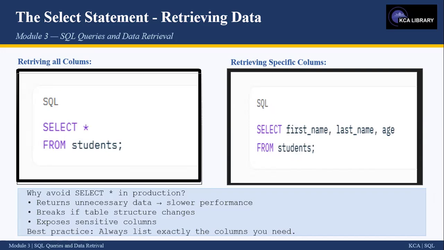It is important to always avoid using select with an asterisk in production because it returns unnecessary data, slows down performance, can break if the table structure changes, and may expose sensitive columns. Always list exactly the columns you need.